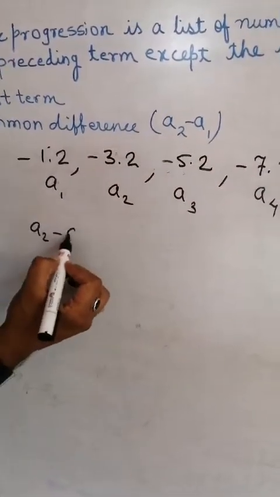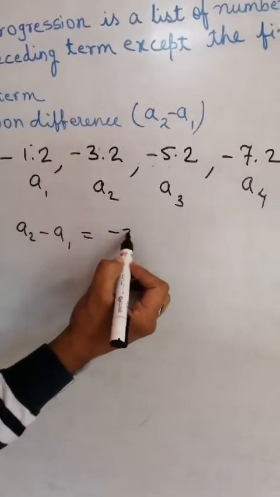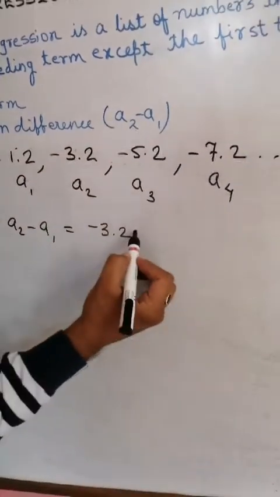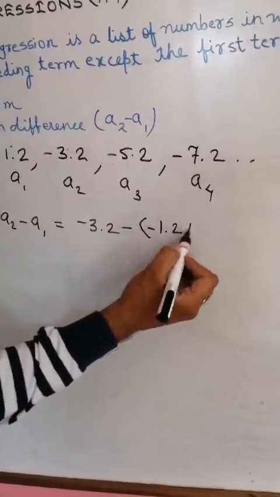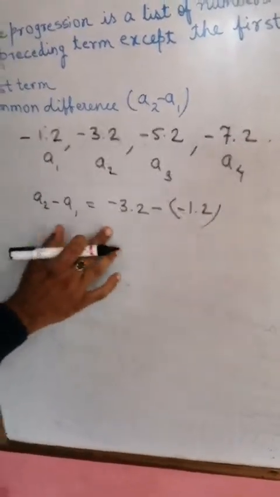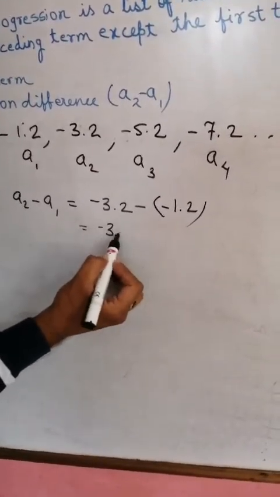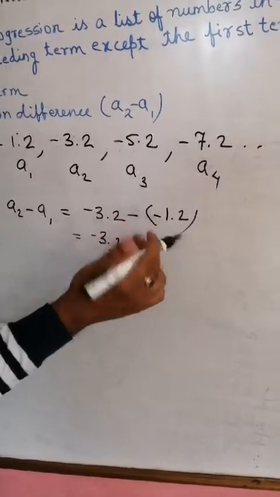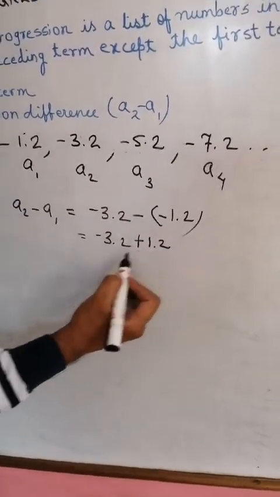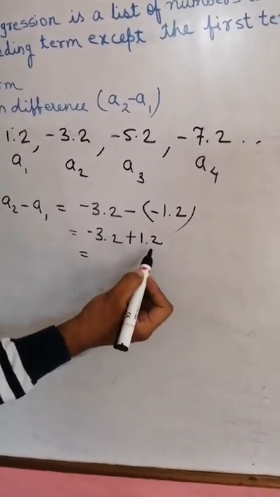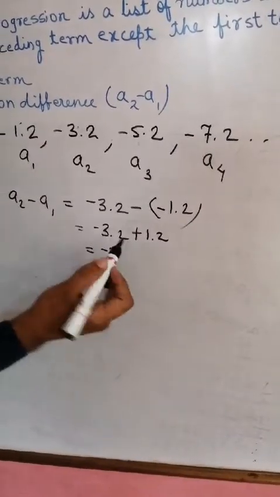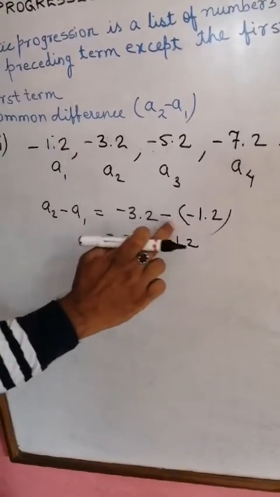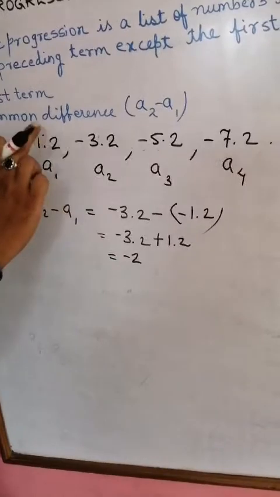Now A2 minus A1 is equal to minus 3.2 minus (minus 1.2). When we subtract a minus number, the answer will be positive. The answer will be minus 3.2 plus 1.2, which is minus 2. This minus sign is of the formula, and this minus sign belongs to the number.